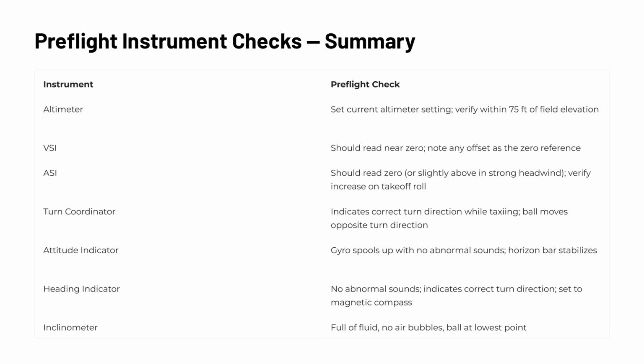indicator should also spool up quietly, indicate correct turn direction during taxi, and be set to match your magnetic compass before takeoff. The inclinometer should be full of fluid with no air bubbles visible and the ball resting at the lowest point. These checks take only moments but are critical for catching instrument faults before you ever leave the ground.